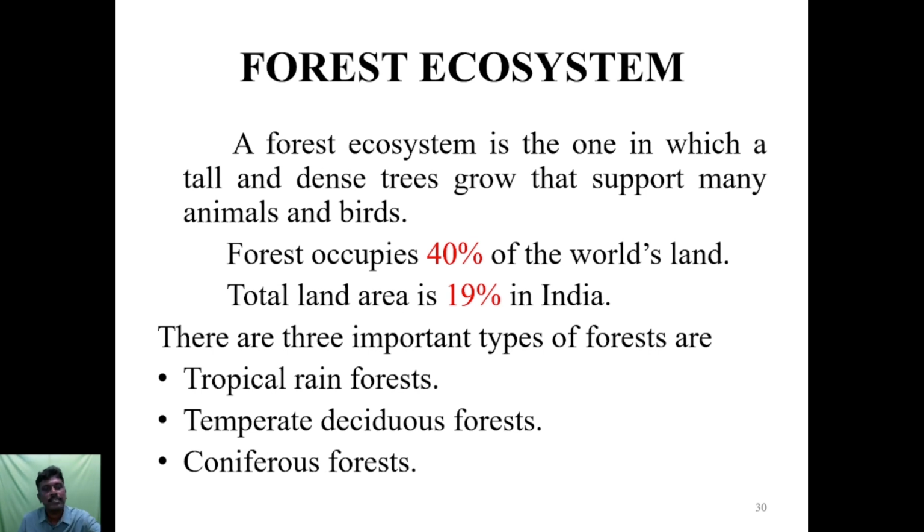First one, forest ecosystem. It is the one in which tall and dense trees grow that support many animals and birds. It occupies 40% of the world's land. So in this total land area, 19% is in India. There are three important types of forest: tropical rainforest, temperate deciduous forest, coniferous forest.